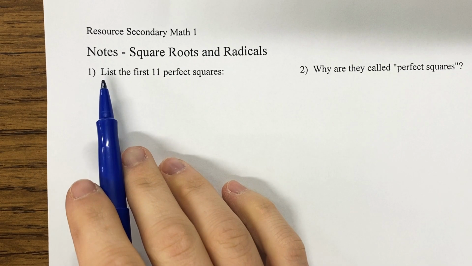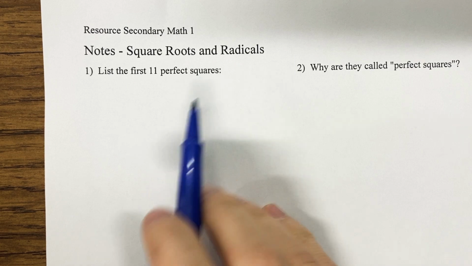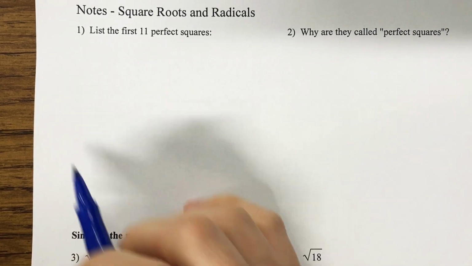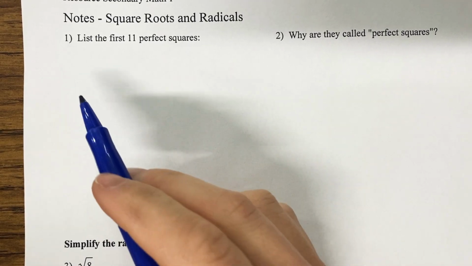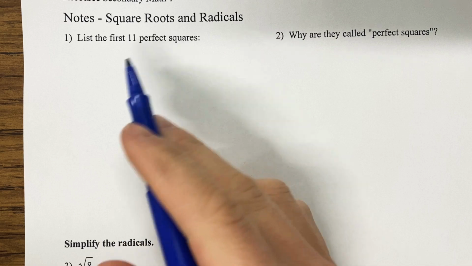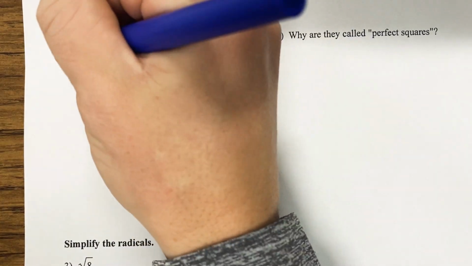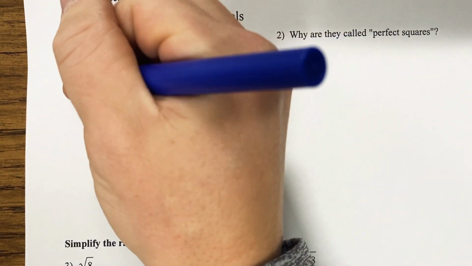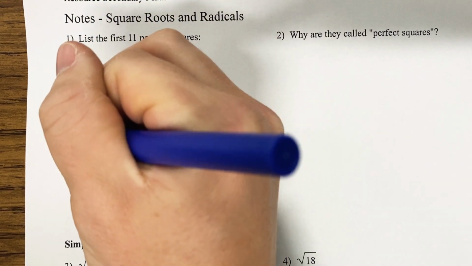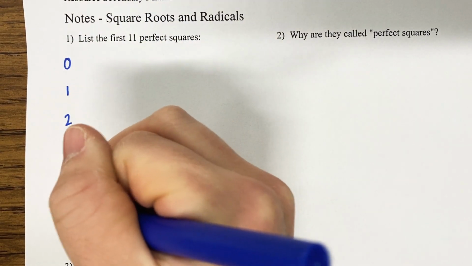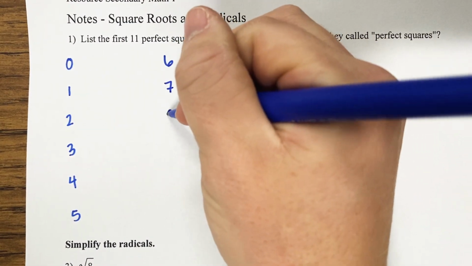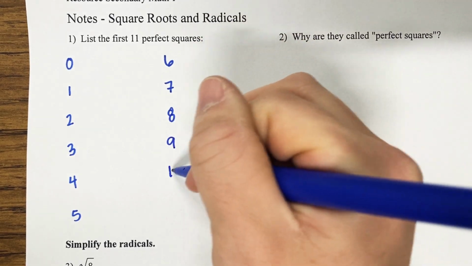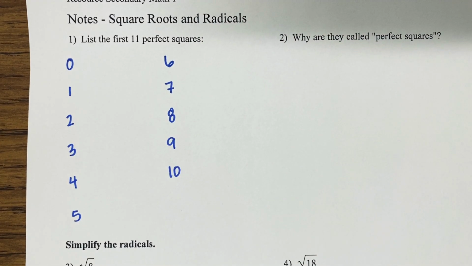For number 1, it asks us to list the first 11 perfect squares. What I want us to do is right in this spot, make a list from 0 to 10. Counting 0, that'll give us 11 perfect squares. So let's start at 0, and then go to 10: 1, 2, 3, 4, 5, 6, 7, 8, 9, and 10. Those are our first 11 perfect squares.